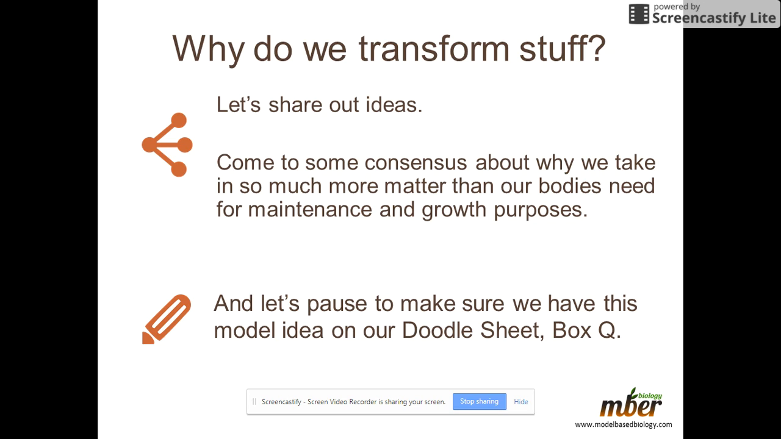Think about our fundamental questions. How do organisms get food? And then how do our bodies use food and energy? How do they transform food and energy for life? So let's think about those things.